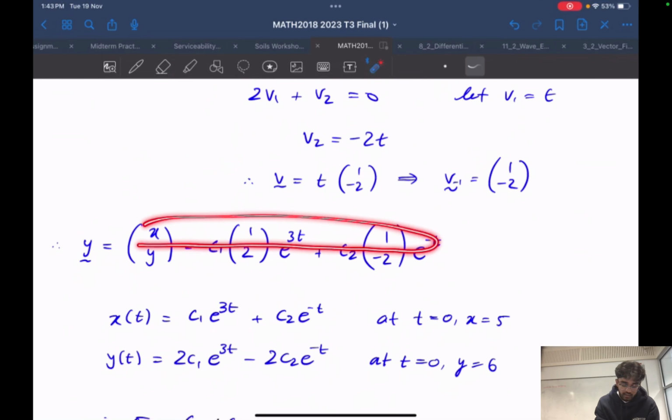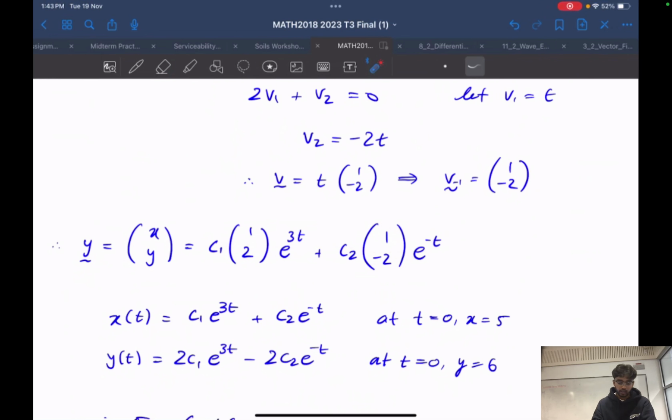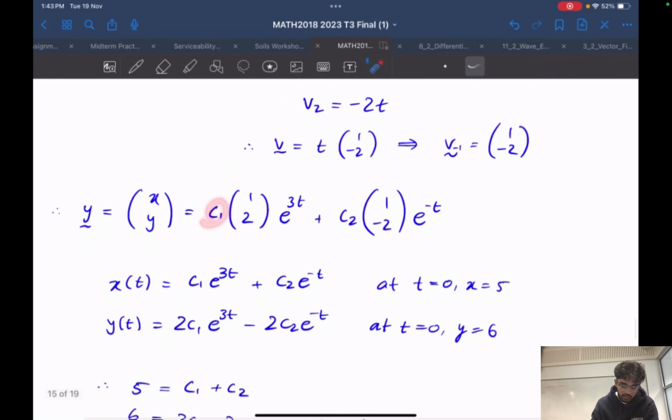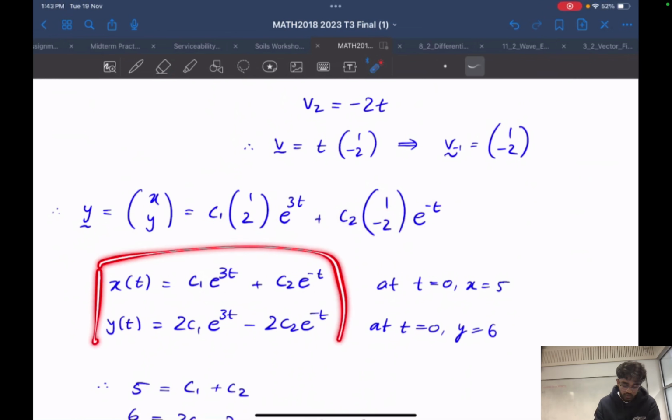We can find two equations, one for y and one for x. So it's going to be c1 times 1 times e to the power of 3t plus c2 times 1 times e to the minus t, which I've got over here. Similarly for y, it's going to be c1 times 2 times e to the 3t plus c2 times minus 2 times e to the minus t, right? So we get two formulas for x and y.